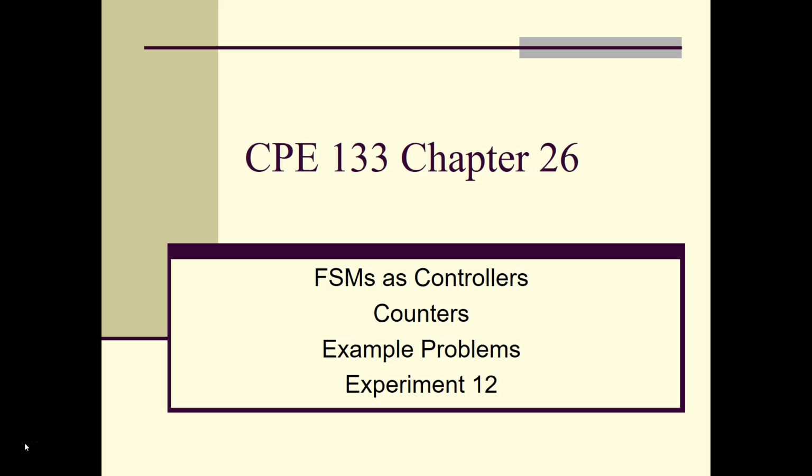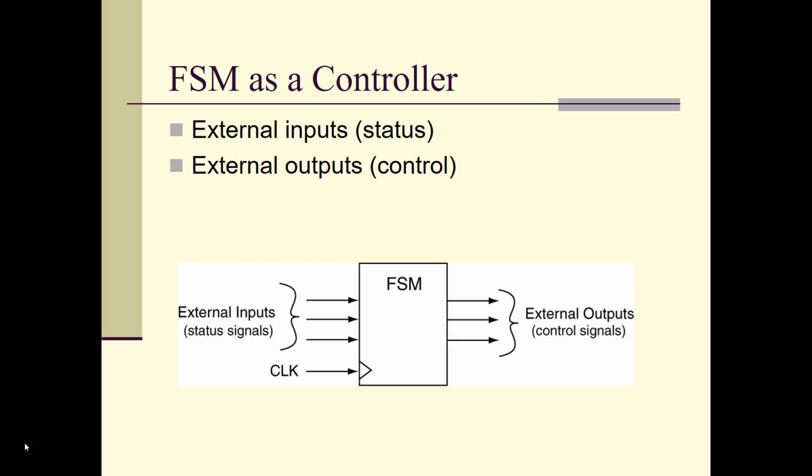This is the first examples of using finite state machines as controllers. It's kind of presented in the context of counters and a bunch of example problems. Experiment 12 also, and I'll go over that, but I will skip over the example problems. So we're moving towards using finite state machines as controllers.